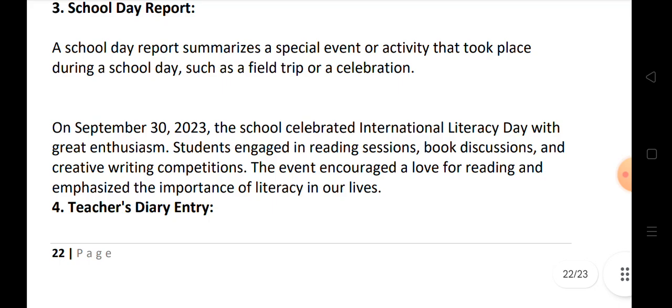Now, the school day report. A school day report summarizes a special event or activity that took place during a school day, such as a field trip or a celebration. Suppose in a school we have Children's Day celebration, Teachers' Day celebration, Republic Day celebration, Independence Day celebration, Environment Day celebration, right? All these events can be recorded in a school day report book, so that next time we know what was done, what went well last time, and what needs to be improved. So these things can be taken into consideration as well.